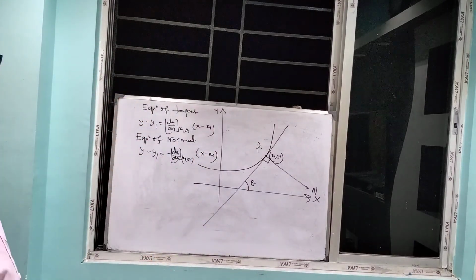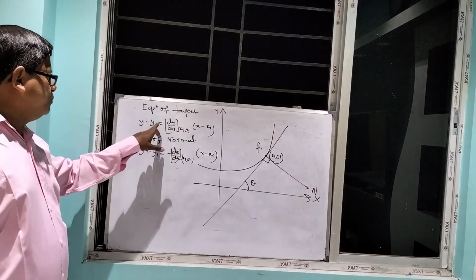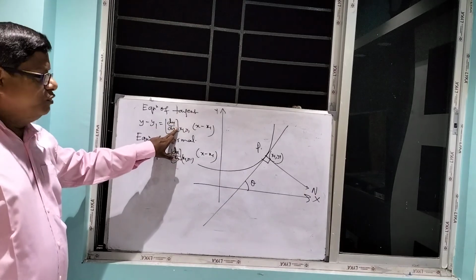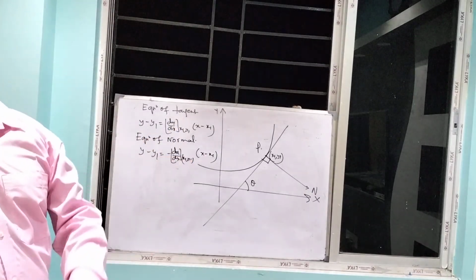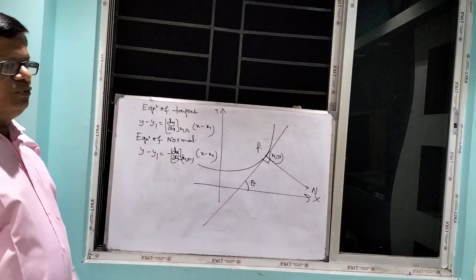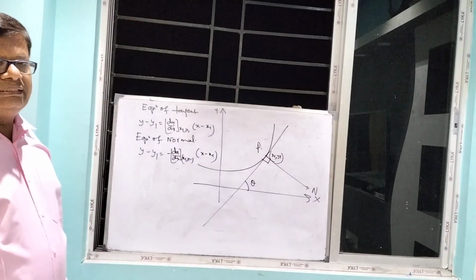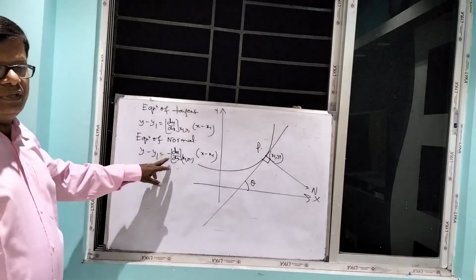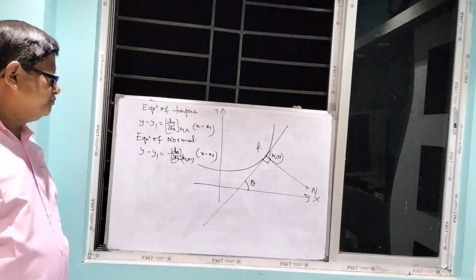So remember, if dy/dx is equal to 0, then we can say y equals y1, the line is parallel to the x axis. And if dx/dy is equal to 0, the tangent will be perpendicular to the x axis. Okay, this is perpendicular, y equal to y1.